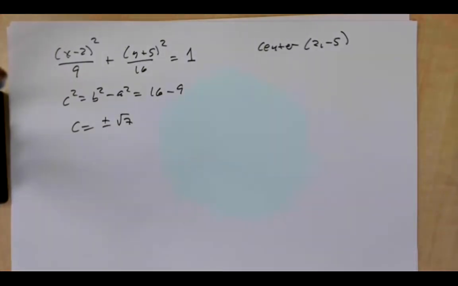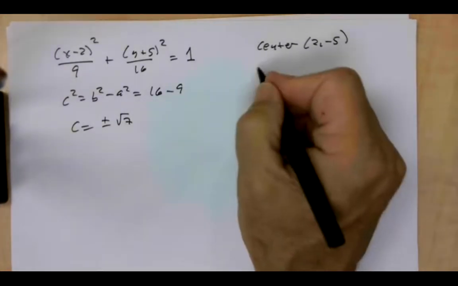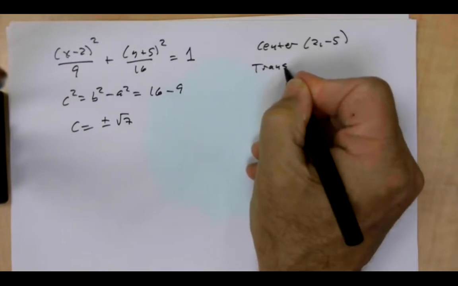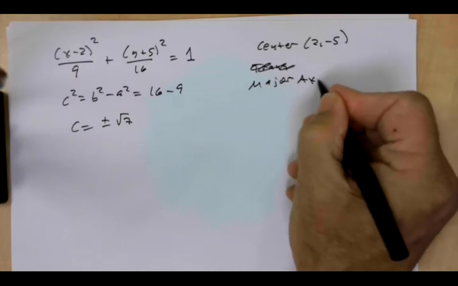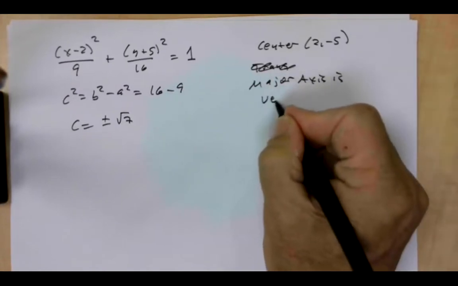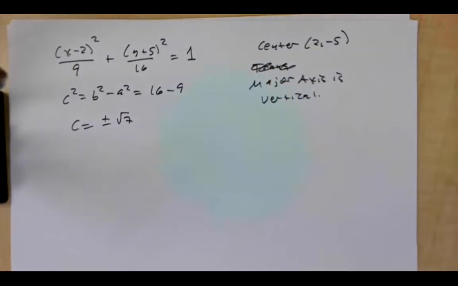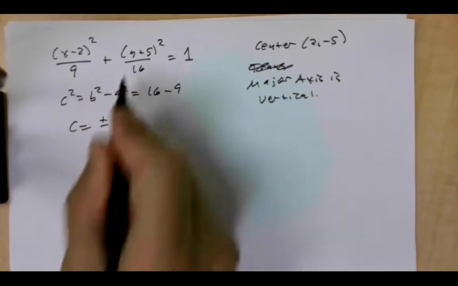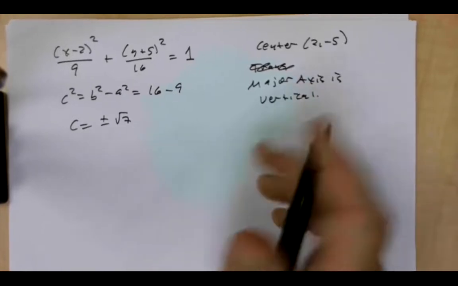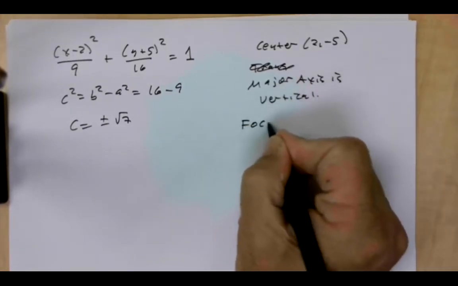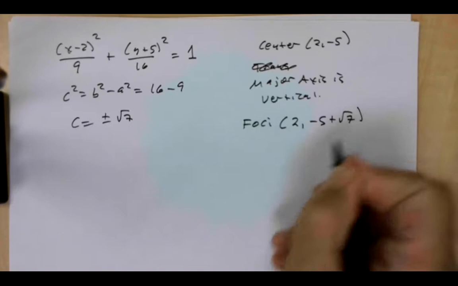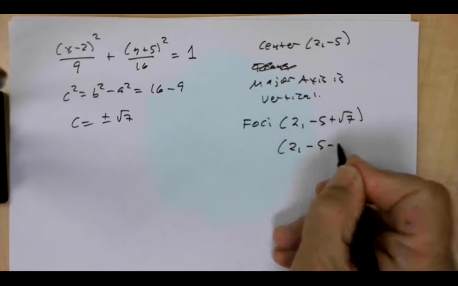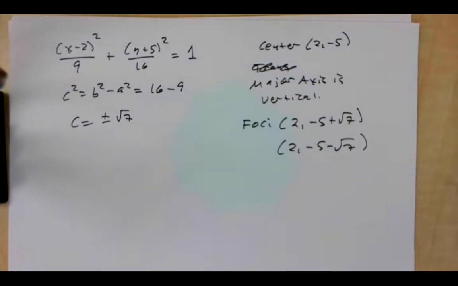So to determine our foci, we're going to go up √7, down √7. Again, the major axis is vertical. Why? Because 16 is bigger than 9. Greater span in the y direction than the x direction. So we go up √7 and down √7 to get our 2 focuses. So we're going to have 2, -5 plus √7 for one focus, and the other one will be 2, -5 minus √7. Now that should be located inside the ellipse.